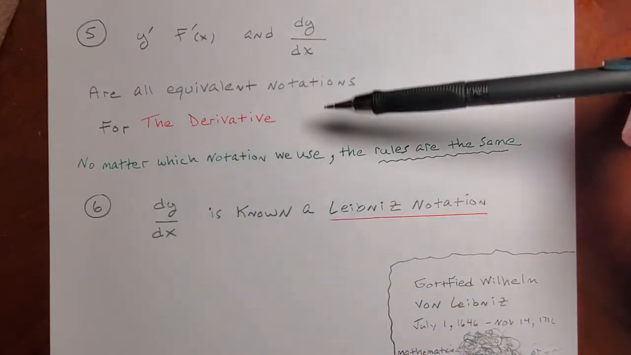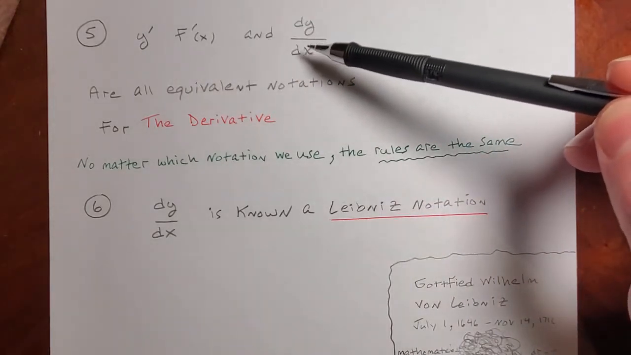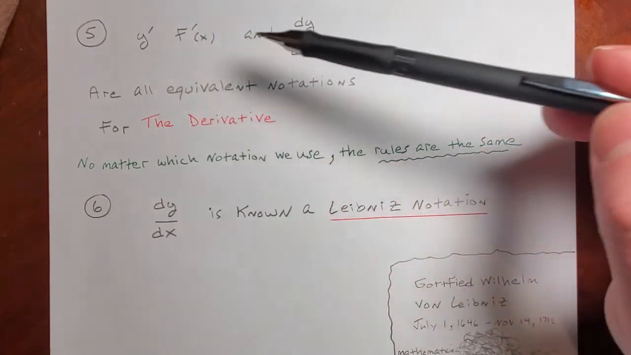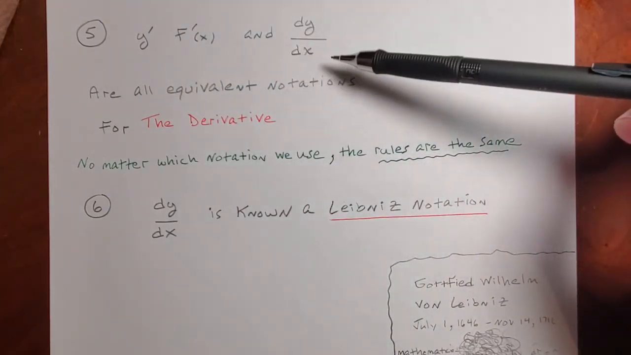So if that's true, why do we write dy over dx? Why not just y prime? I have to tell you, in my experience, people don't like the dy over dx. They don't write that voluntarily.